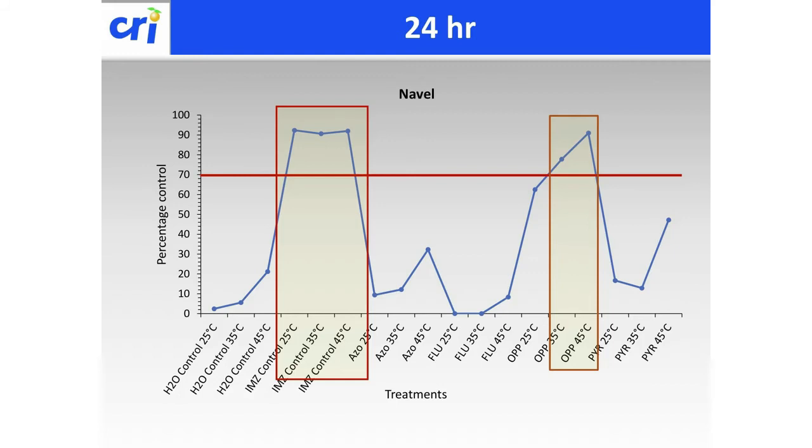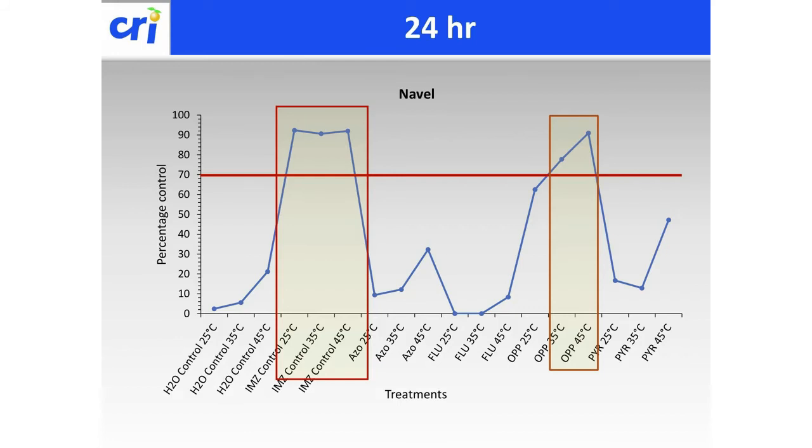Sorry, I forgot to mention, the first two treatments are our water and Imazalil, which is our positive control. So comparing our alternatives to the Imazalil, which is known to have good curative action 24 hours after infection, we see here that our OPP did as good as Imazalil at 45 degrees Celsius. It also gave us good control at 35 degrees. And here we see that azoxystrobin and fludioxonil didn't do much at 24 hours.